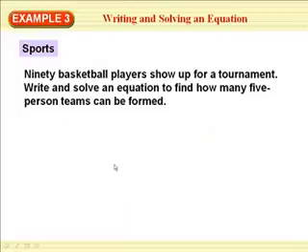Alright, example number 3. We're dealing with just a problem solving now. 90 basketball players show up for a tournament. Write and solve an equation to find out how many 5-person teams can be formed. So 90 basketball players. So as far as our equation goes, there's 5 on a team. So how many teams of 5, 5 times t, could you make with 90 players? So 5 times t, the opposite of timesing would be to divide.